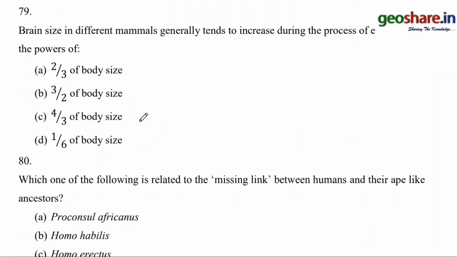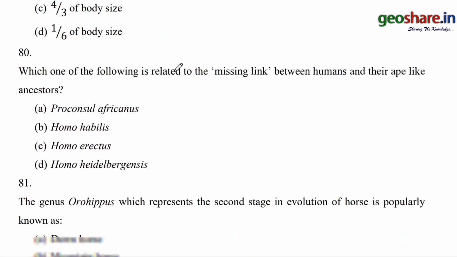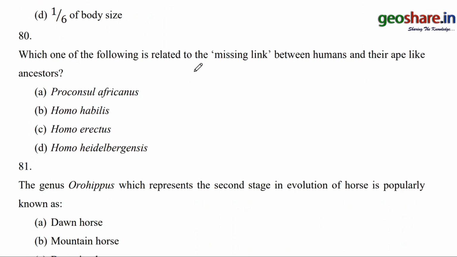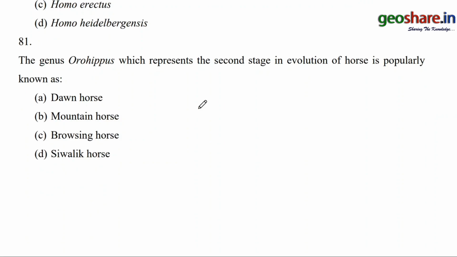Brain size in different mammals generally tends to increase during the process of evolution by the power of two by 2/3 of the body size. Which one of the following is related to the missing link between the human and their ape-like ancestors? Homo habilis.